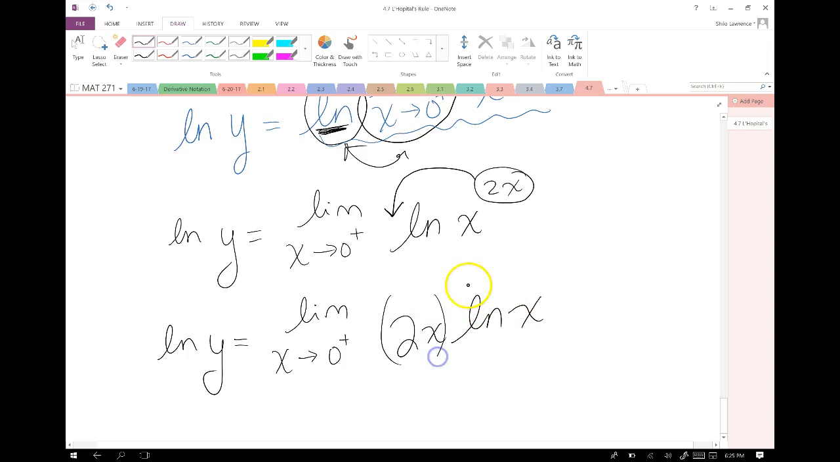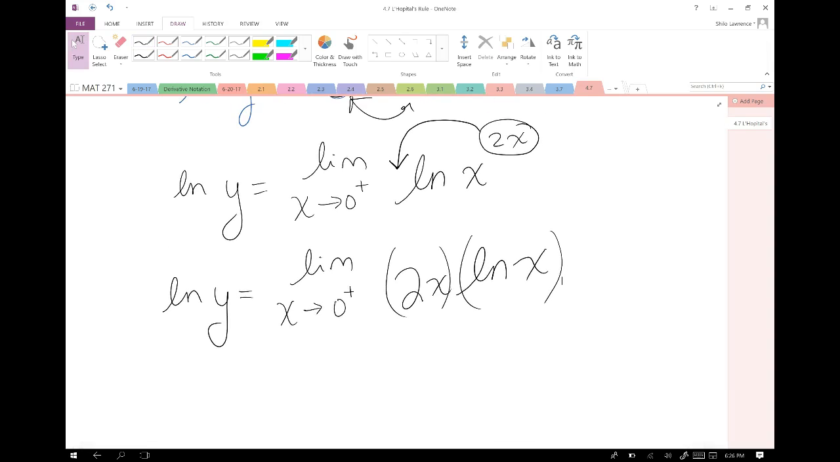And these two are being multiplied. 2x times natural log of x. For L'Hopital's to work, I have to have a fraction. Back at the very beginning of this video, we said if we had a fraction of 0 over 0 or infinity over infinity, then we could use L'Hopital's and take the derivative of each piece and try again. Well, this is not a fraction. We need to create a fraction.